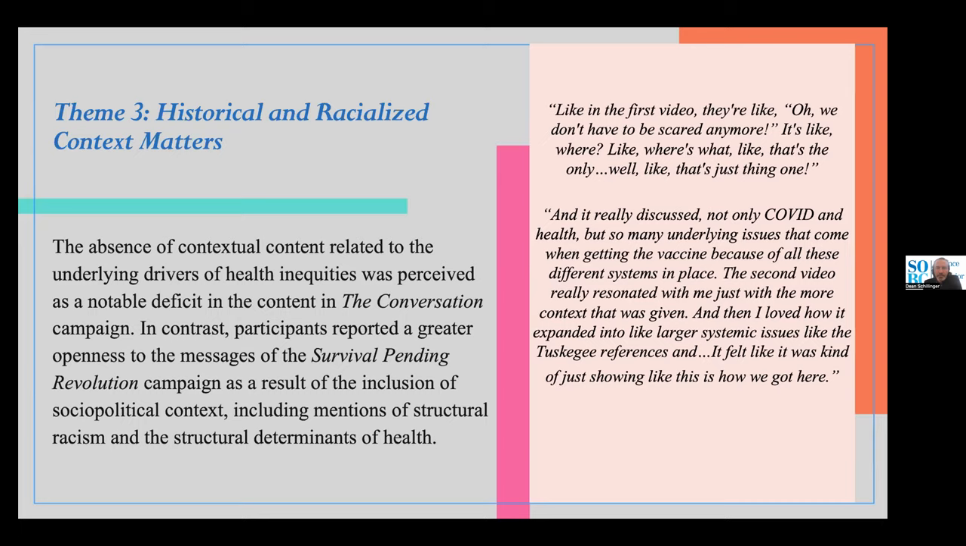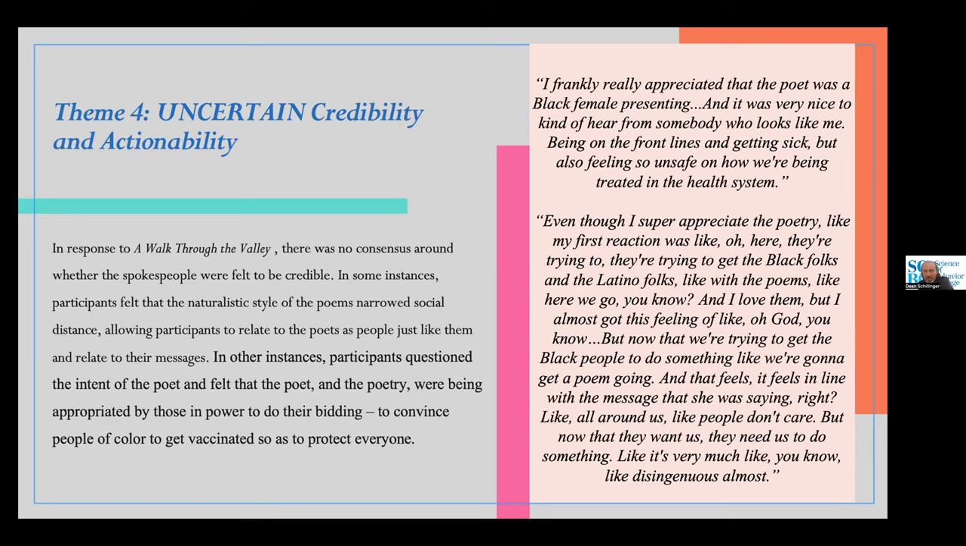And then lastly, to make sure that I don't paint a false picture that this is going to cure cancer or solve our problem with COVID, there were questions about credibility and actionability for both sets of messengers and campaigns. There was no consensus around whether the spokespeople were felt to be credible. In some instances, participants felt that the naturalistic style of the poems narrowed social distance and allowed participants to relate to the poets. In other instances, participants questioned the intent of the poet and felt that the poet and the poetry were being appropriated by those in power to do their bidding, to convince people of color to get vaccinated so as to protect everyone.